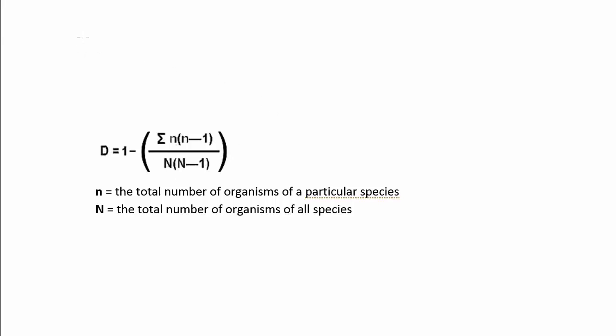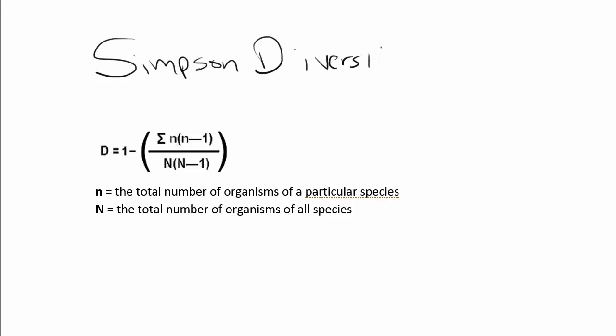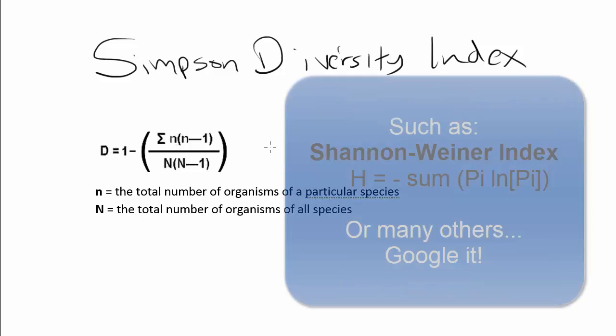Now, this in particular is called the Simpson's Diversity Index. And for this one, it's probably the easiest one to calculate, but it falls apart if you have very low richness. If you only have one species or two species, it doesn't work quite as well. But it's the one that we're going to use. There's lots of different ones you can try. If you enjoy this process, you could go and find another example to use.